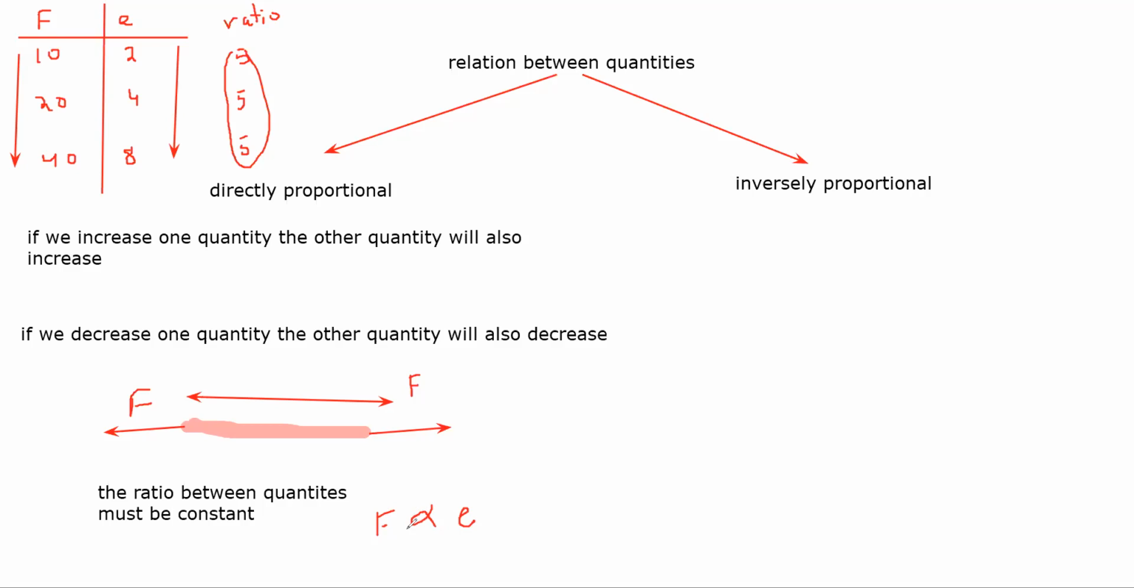But what about inversely proportional quantities? For inversely proportional quantities, if we increase one quantity and the other quantity will decrease, then we call this relation as inversely proportional relation.